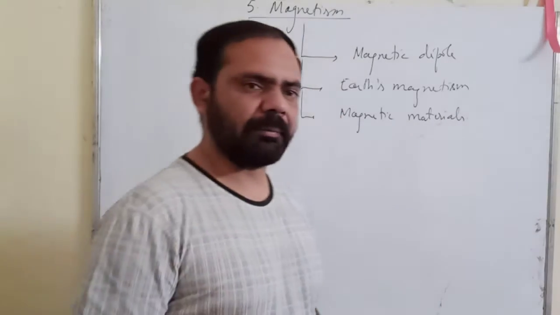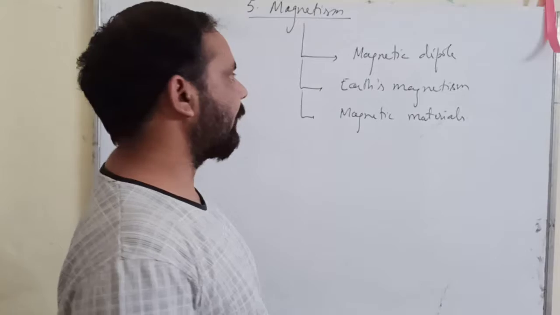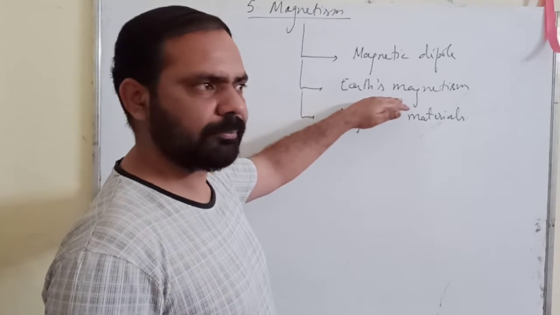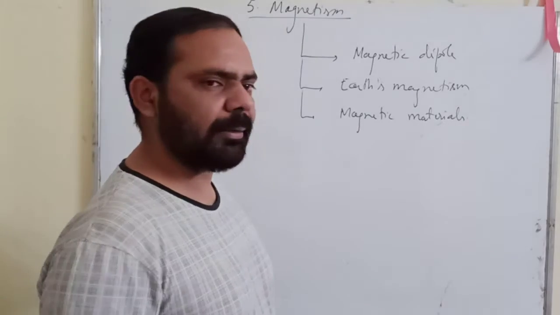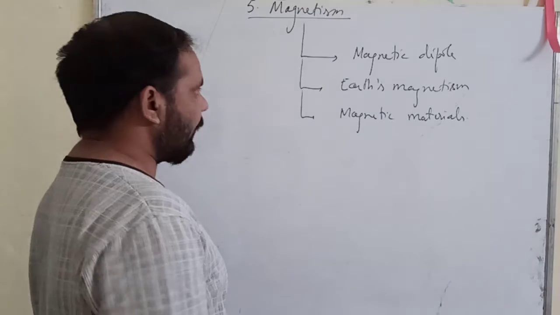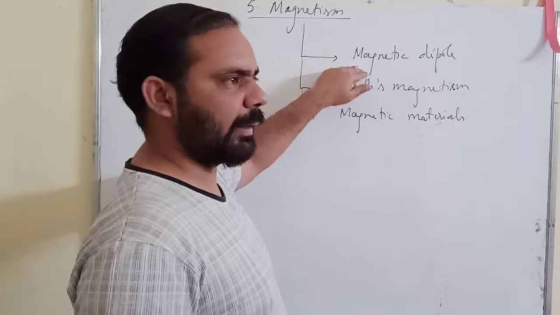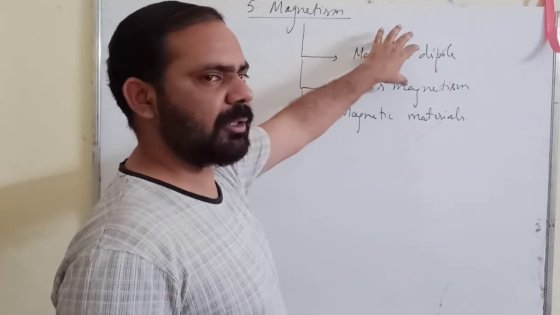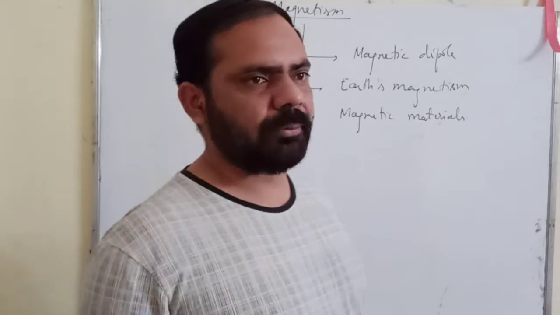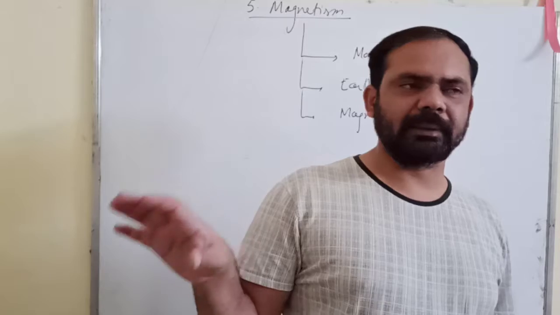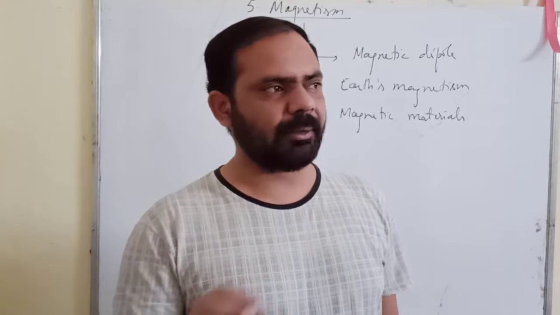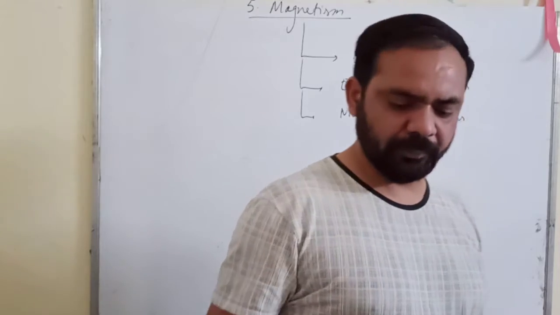So I will divide this chapter into three parts: magnetic dipole, the study of magnetic dipole, then Earth's magnetism, and the third one is magnetic materials, the study of magnetic materials. Today I am starting with the first topic, and I hope we will finish it today itself. It is not a very big topic. If you remember the portion we discussed in electric dipole, then this portion is going to be very easy for you.